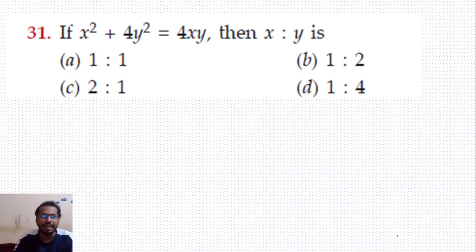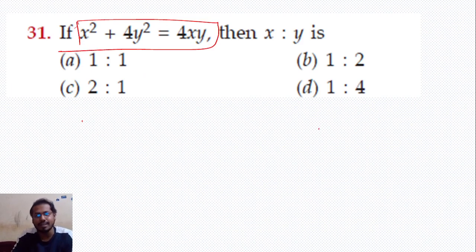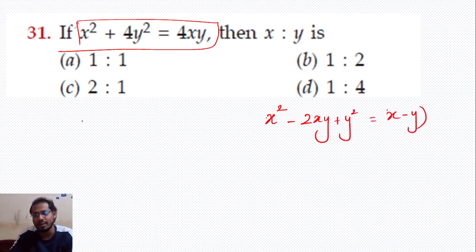This question is based on an equation, right? x square plus 4y square is equal to 4xy. So when you look at this, we need to understand one thing, the formula: x square minus 2xy plus y square. This formula is nothing but x minus y the whole square formula. Okay, so I'm going to convert this equation to the formula.